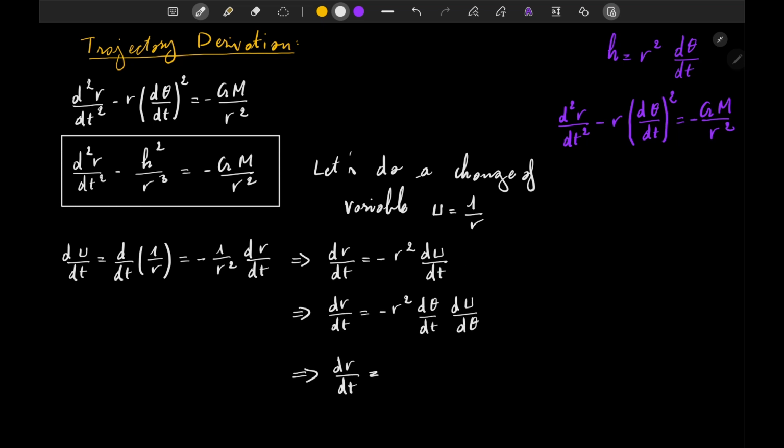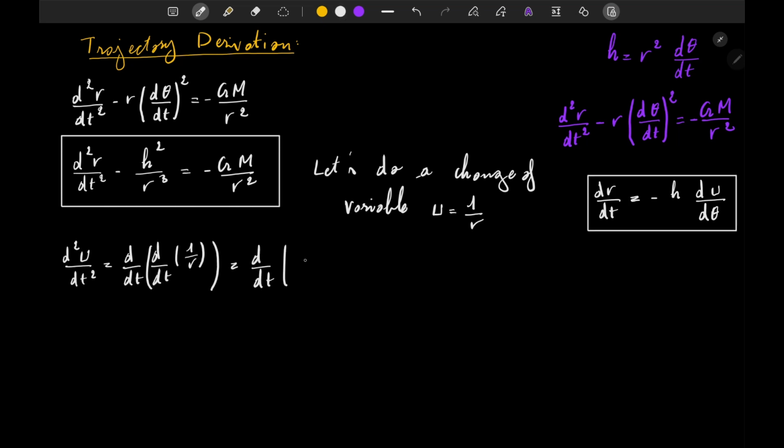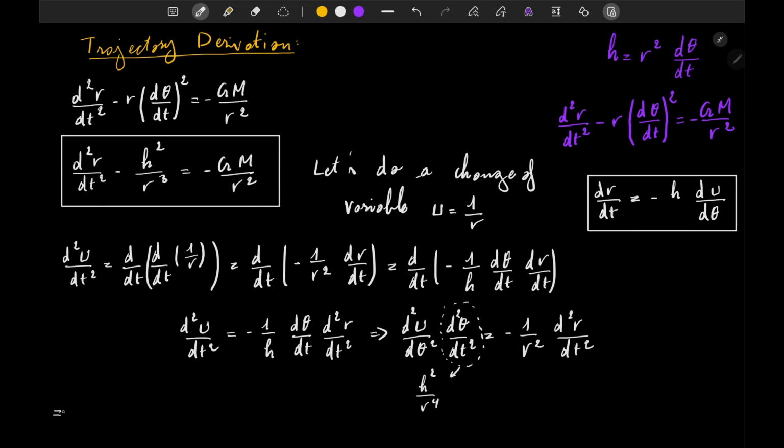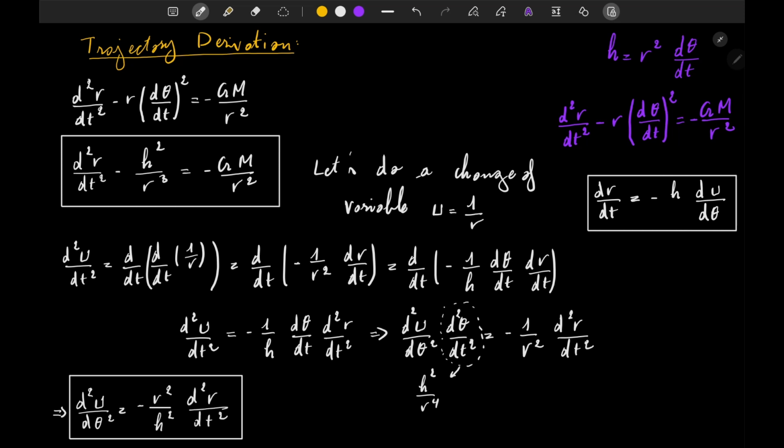Keep in mind that we want to solve for r as a function of theta. For that, we are interested in the relationship between the time derivative and the second time derivative of r with the theta derivative and the second theta derivative of u. Achieving that is a straightforward application of the differentiation rules and the fact that h is a constant.